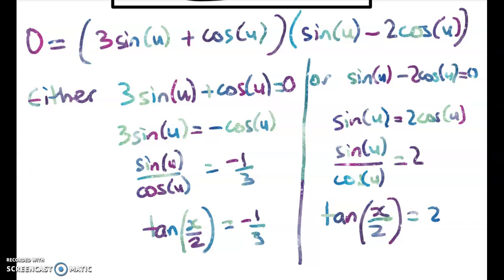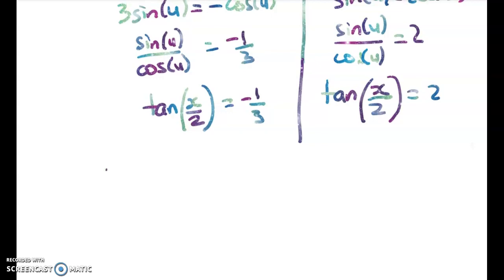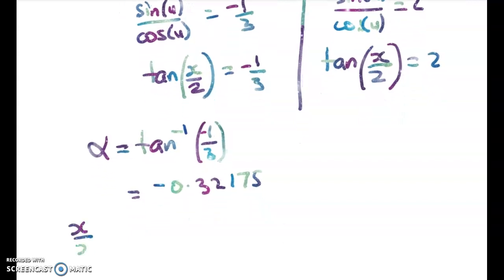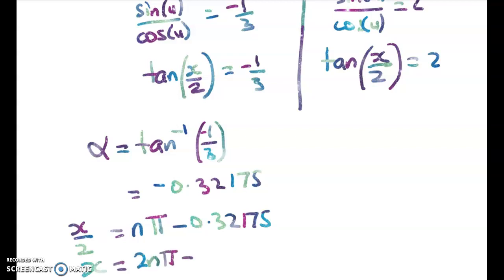So all we have to do now is the easiest of the three general solutions. We've got two tan equations to do. So alpha is the principal value of this one. So it's the angle whose tan is negative 1/3, which worked out to be negative 0.32175. That gives me a general solution of x on 2 is equal to n pi minus 0.32175, or x is equal to 2n pi minus 0.6435.